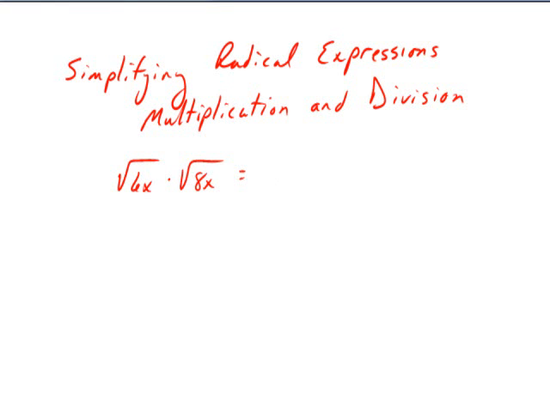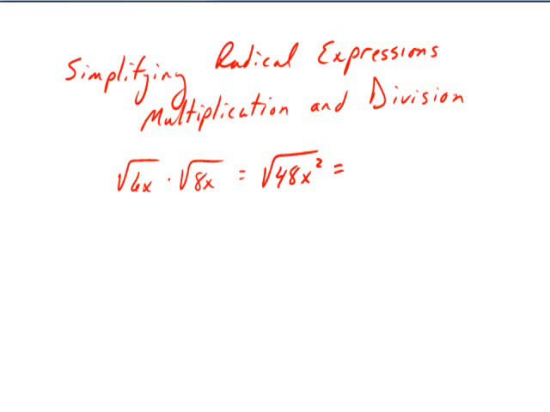When we multiply radicals, we can multiply the radicands of the radicals and simplify. In this case, we have the square root of 6x times the square root of 8x. If I multiply the radicands 6x and 8x, I get 48x squared. And then I can simplify that by one of our methods of simplifying radicals.